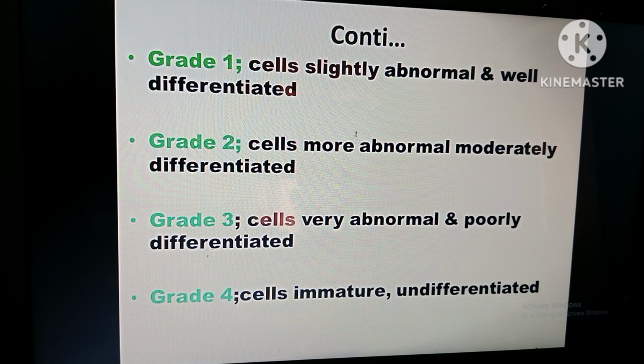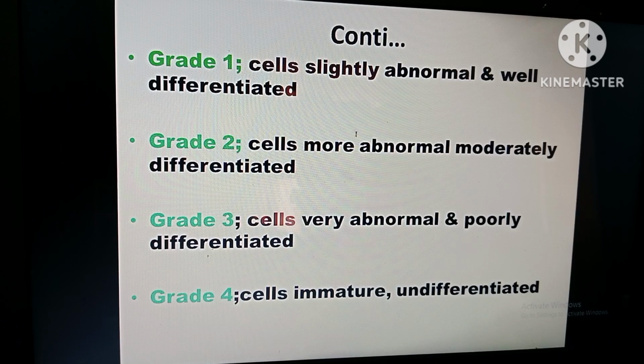Grade 2, cells are more abnormal, moderately differentiated. It is quite difficult to differentiate which is normal and which is abnormal, but it can be done. Grade 3, cells are very abnormal and very poorly differentiated. It is hard to tell which is a normal cell, which is an abnormal cell, which is mature, which is immature. Very difficult to identify. That is grade 3.